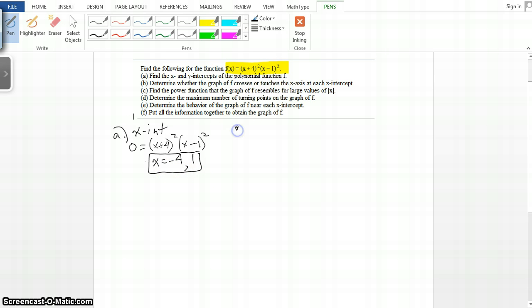Those are the x-intercepts. For your y-intercept, you let x equal 0, so you'll have y equals, if I plug a 0 in there for x, I will have a 4, and it's squared. If I plug 0 in there for x, I'll have a negative 1, if I square that. So that whole thing equals 16. As an ordered pair, it's 0 comma 16. Those are your intercepts for part A.